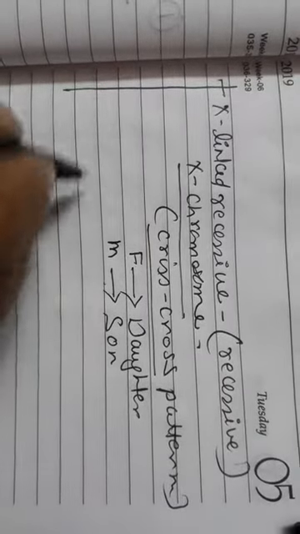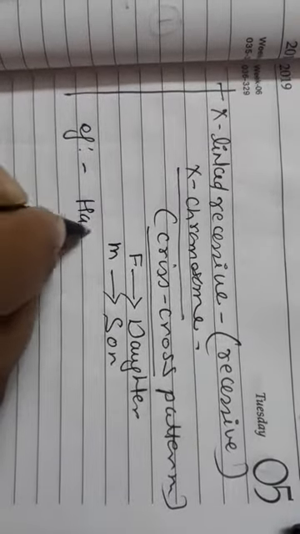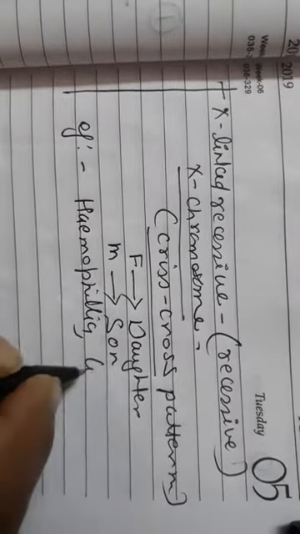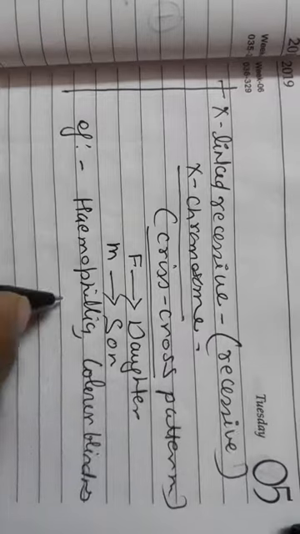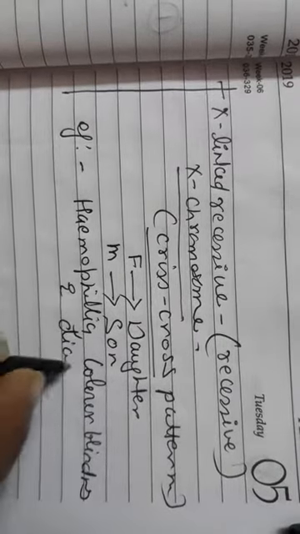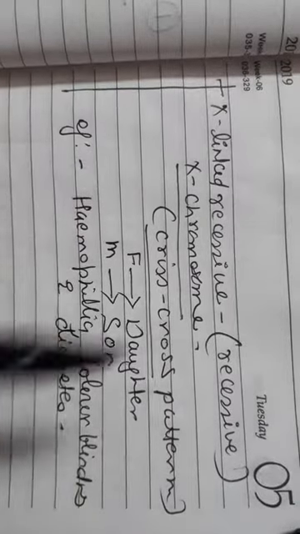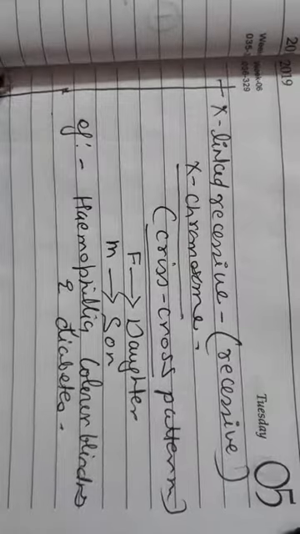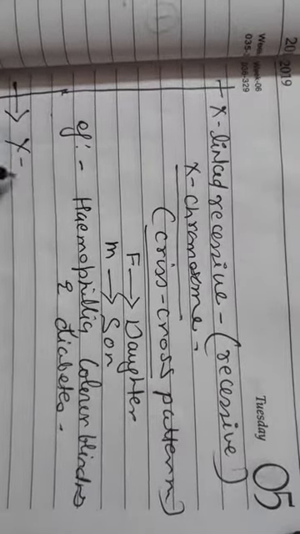Next, for example, if you want to see this, there is haemophilia, color blindness, even diabetes also. So these are some X-linked recessive disorders which you can see in humans. Next, for this we have Y-linked.